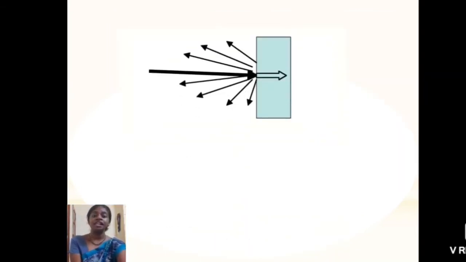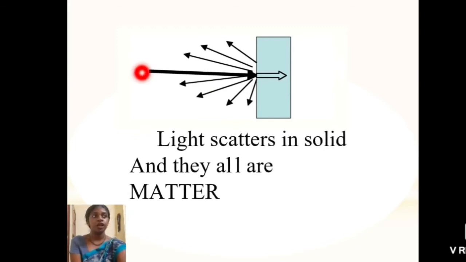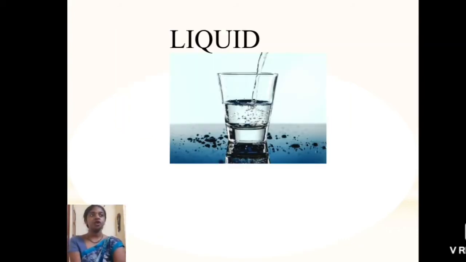And when a light ray is allowed to pass through a solid, the light scatters. The light rays are scattered in solid. So they are all called matter. And the next topic is about liquid. So water is an example of liquid.